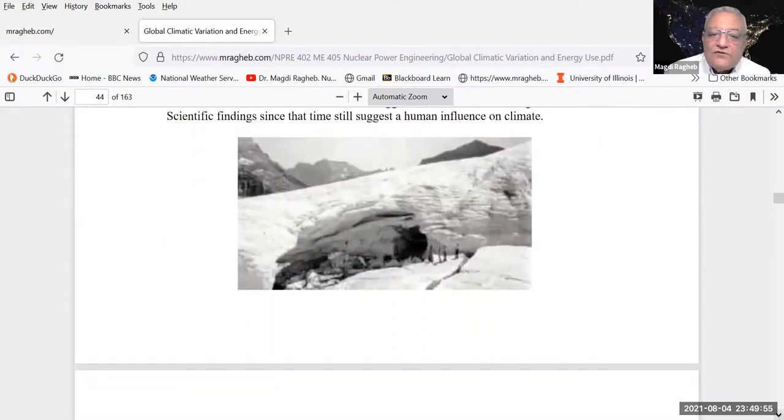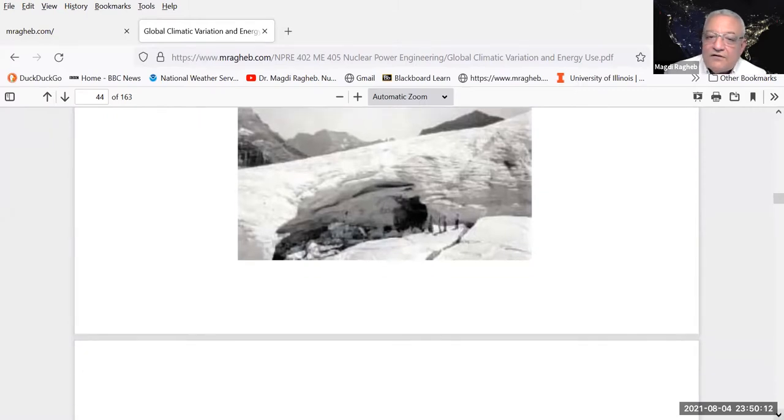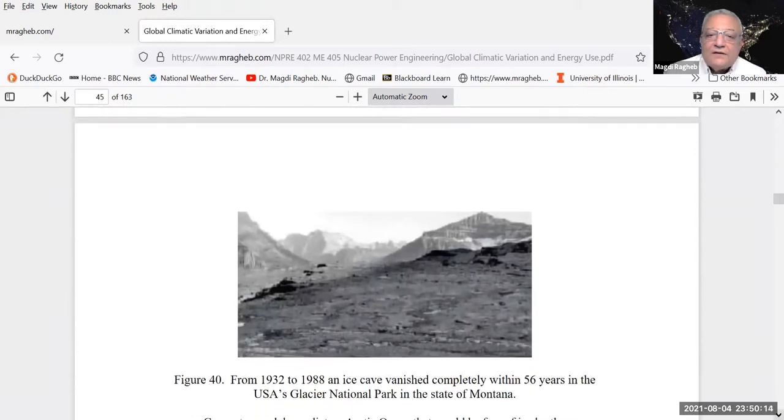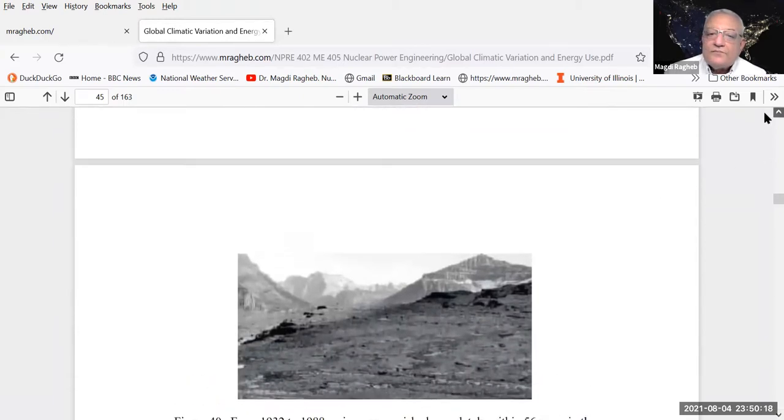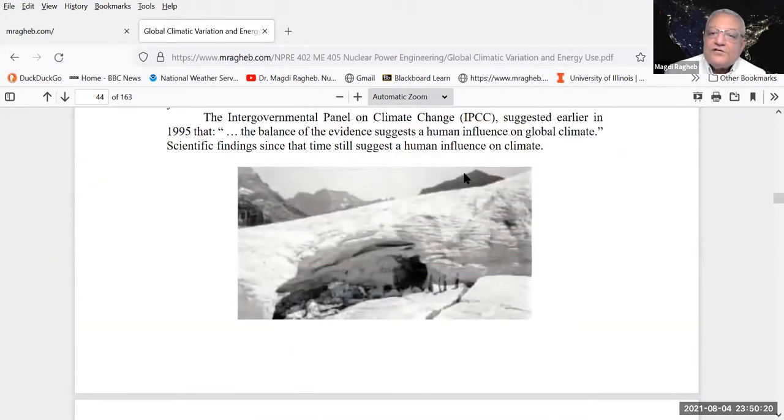And some of the observations, for instance, are in the presence of glaciers. You find that the glaciers on Earth are shrinking. So that is associated with some form of increase in the temperature of the Earth. This is a glacier that people were visiting. And look at the picture here from 1932. This is a picture of the glacier at the same location. Look at that peak of the mountain here and there.